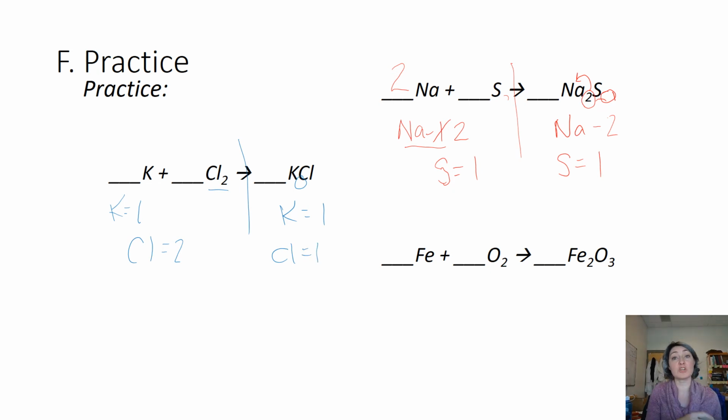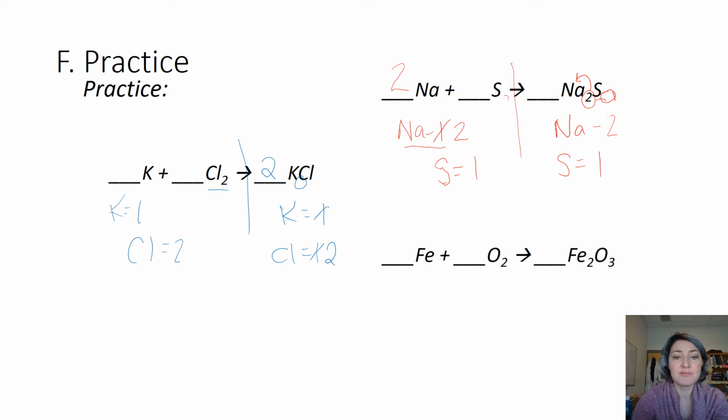So again, I'm going to go to the side where it's in the least, and I'm going to think, what can I put in the coefficient side times 1 that will give me 2? Of course, the answer is 2. So now I have 2 chlorines. Those match, but oh my God, I've just changed the number of potassiums. Don't fret. We're going to be okay.